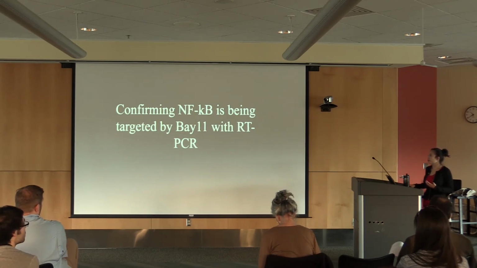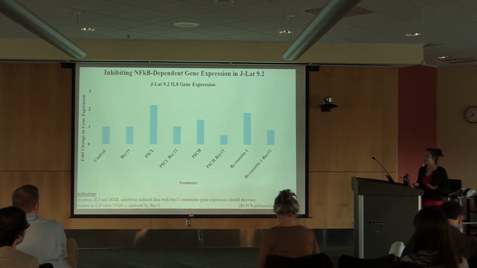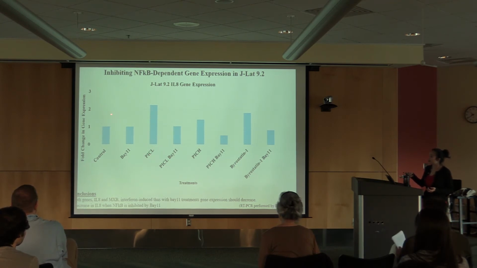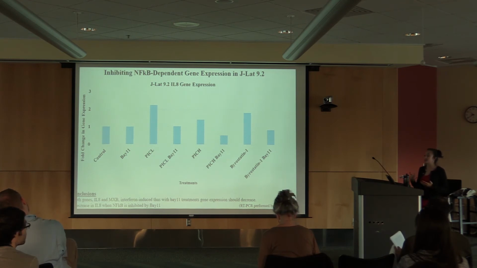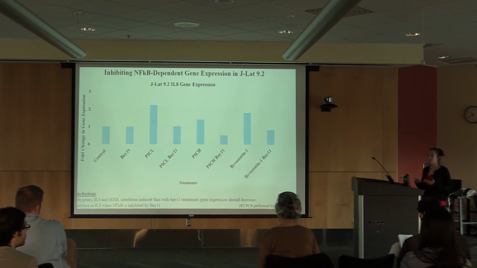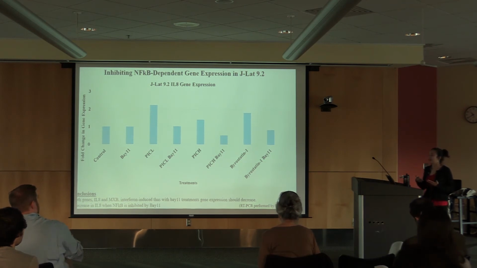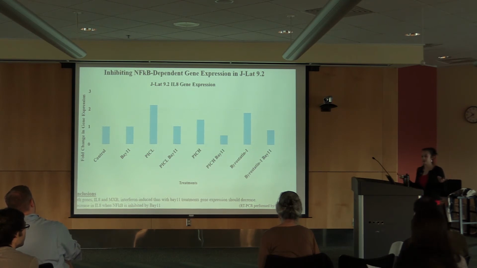So the second experiment was running an RT-PCR and looking at NFkB dependent genes. On the x-axis we have poly-IC by itself and then poly-IC with Bay11. And on the y-axis we are looking at fold change in gene expression or transcript level. IL-8 is a gene that is specifically dependent on NFkB. So if we target NFkB with Bay11, we should get less of it, and we are seeing that. Each one of these Bay11s is less than a not targeted control treatment.